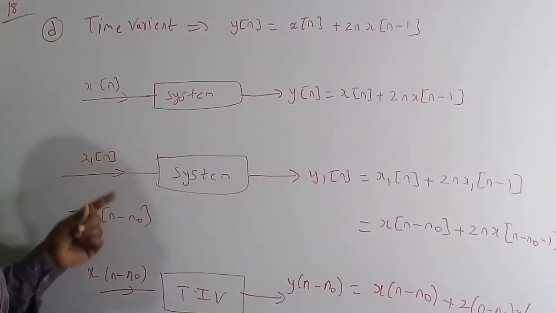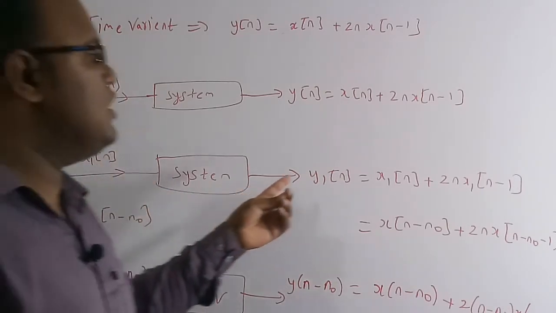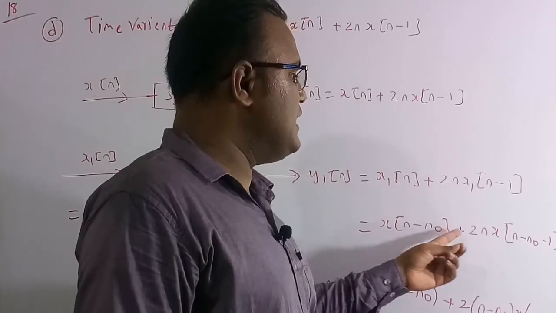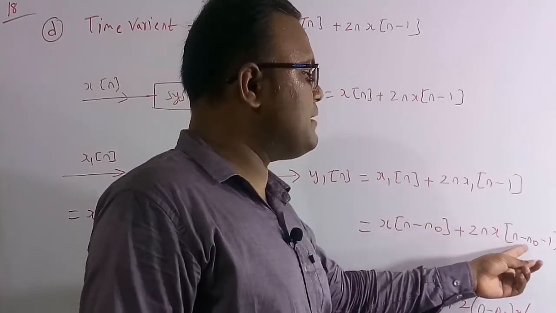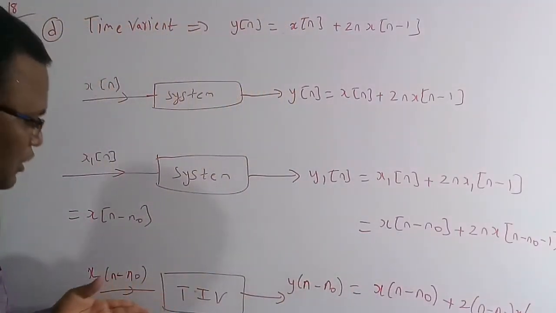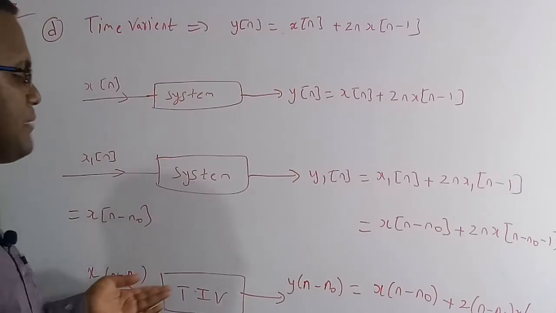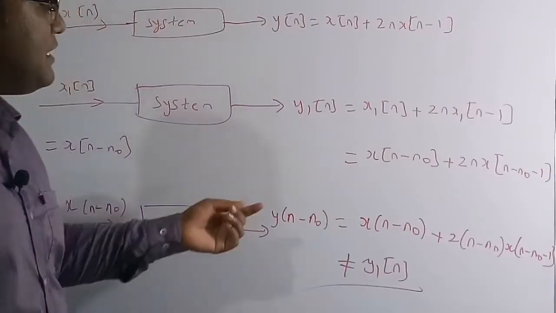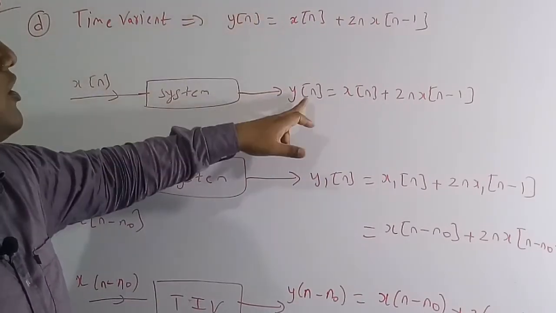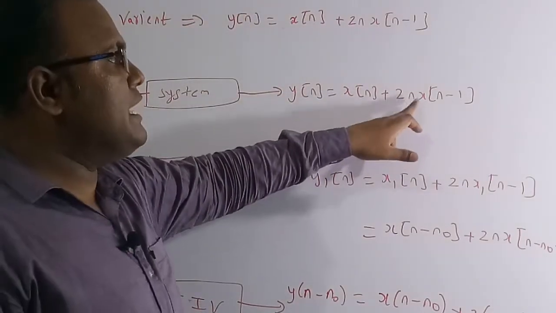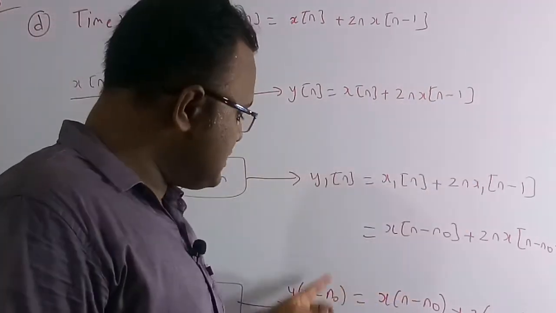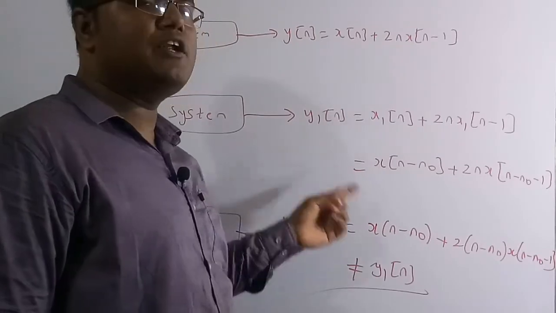Wherever there is x1 of n, I need to substitute x of n minus n naught. Therefore y1 of n is equal to x of n minus n naught plus 2n into x of n minus n naught minus 1. This is the output I am going to get. But actually for a time invariant system, whenever there is a small delay in the input, the same amount of delay has to be present in the output also, meaning y of n minus n naught. So here in place of n, I need to substitute n minus n naught. So x of n minus n naught plus 2 into n minus n naught, and similarly here also n minus n naught minus 1. If you see carefully, this y of n minus n naught and y1 of n are not equal.